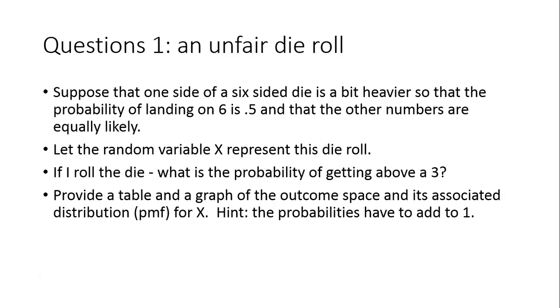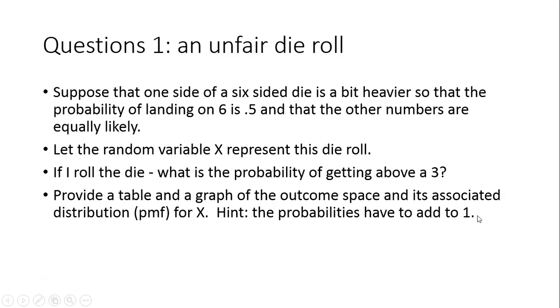Anyways, let's look at some questions now. Suppose that one side of a 6-sided die is a bit heavier, so that the probability of landing on 6 is 0.5, and the other numbers are equally likely. Let the random variable X represent this die roll. If I roll the die, what is the probability of getting above a 3? Above a 3, so getting 4, 5, or 6. Provide a table and a graph, the outcome space, and its associated probability mass function. Hint: the probabilities have to add to 1.